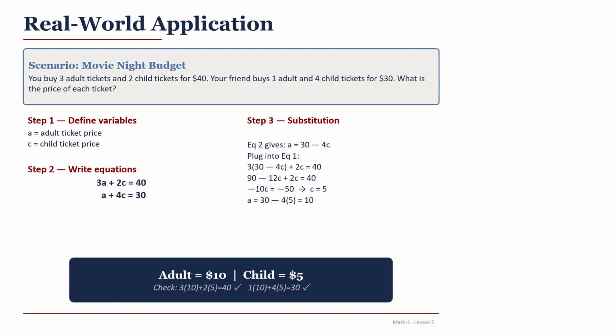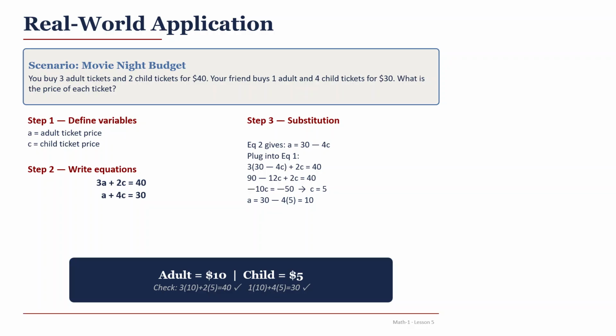Before the quiz, let us see how systems of equations show up in real life. Here is a movie night budget problem. You are buying snacks for a group. Adult tickets cost $a each, and child tickets cost $c each. You know 2 facts. 3 adult tickets plus 2 child tickets cost $40. 1 adult ticket plus 4 child tickets cost $30.